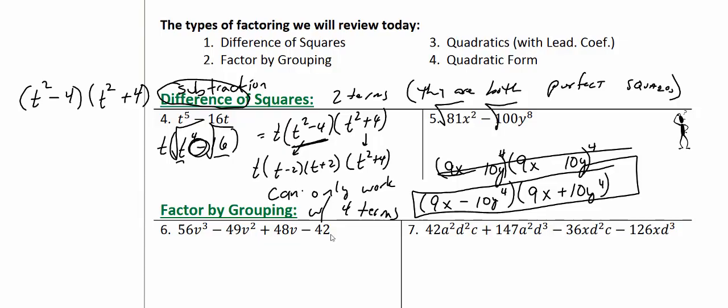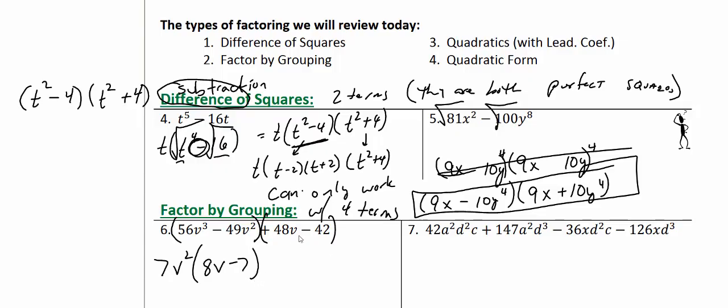So what I do is I take the first 2 terms and I put parentheses around them. I take the last 2 terms and I put parentheses around those. And what I do is look at the first 2 terms, see if anything can be pulled out. Like, can a GCF come out of those? Well, 56 and 49, I can divide those by 7. V to the 3 and V to the 2, I can divide those by V squared, right? I can take out 2 V's. Now, what's left? 7 times 8, V squared times V. 7 times 7, V squared times nothing, so I'm good there.